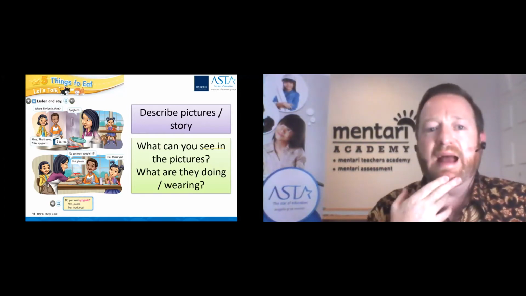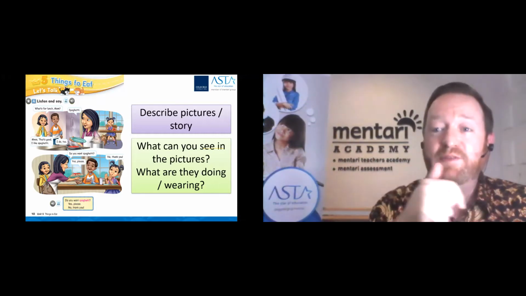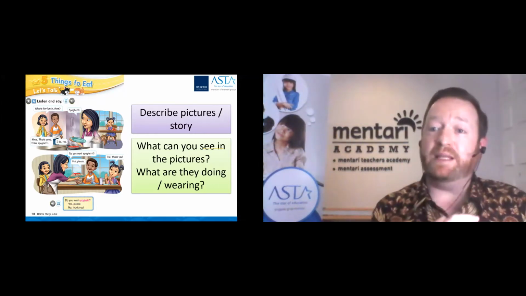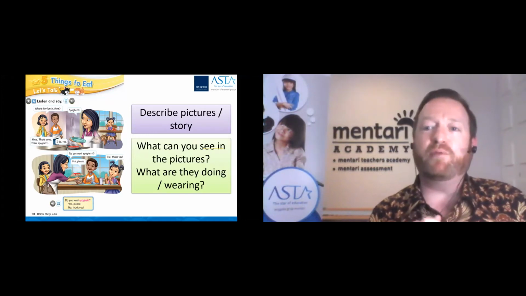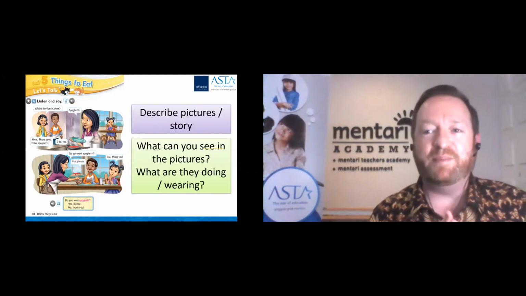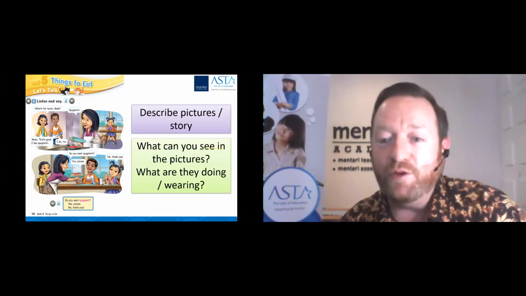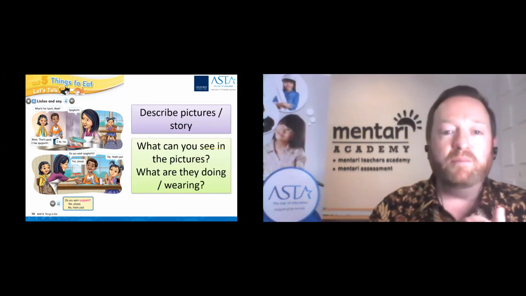And again, you can do this by selecting individual students, or get them to type in the chat box. For lower primary, we want to get them speaking as much as possible because they can't type quickly. So yeah, good. And also food and things. Yes, what are the objects again?